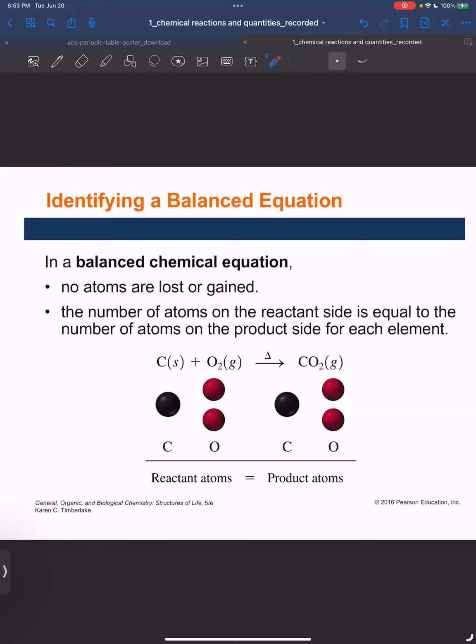As you can see in this example, we are reacting carbon with oxygen gas to produce carbon dioxide. And you can see here we have one carbon atom on the left side, one carbon on the right, two oxygen atoms on the left, and two oxygen atoms on the right. So this equation is balanced.